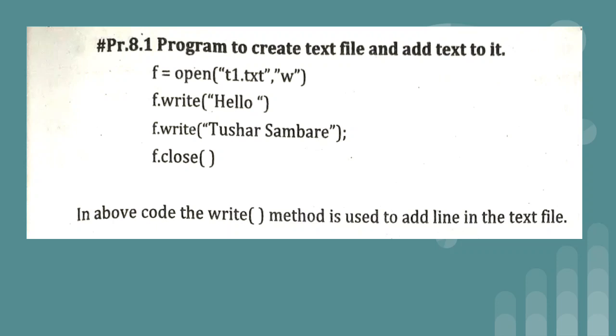Wherever you want the file, just save your .py program in that location. Then the file will be created in the same folder. So by using the open method, we can create a file. The open method has a total of 2 parameters. The first parameter is the name of the file with the .txt extension, as we are creating a text file.